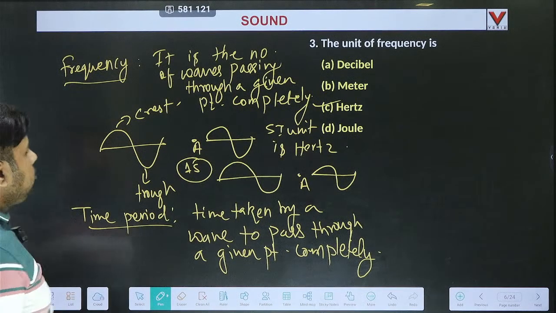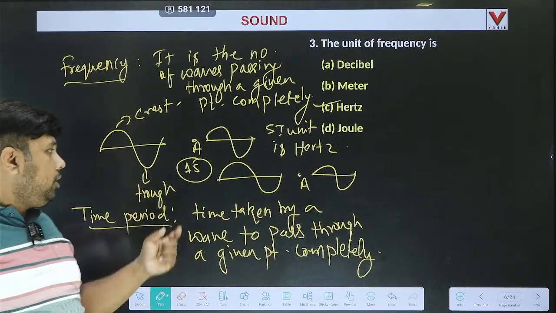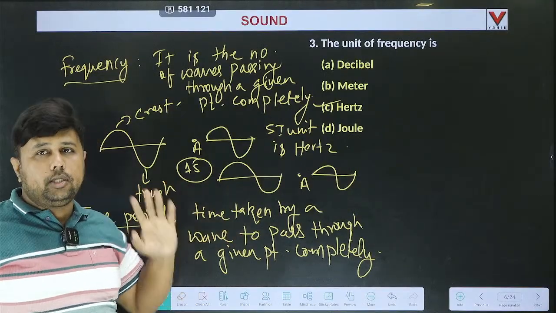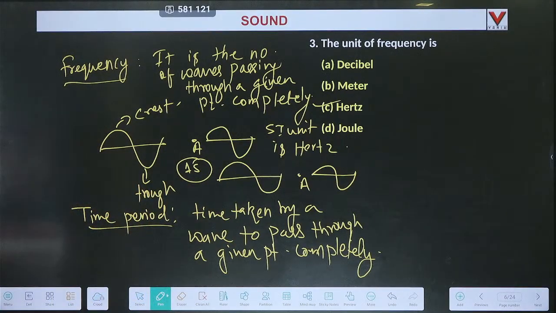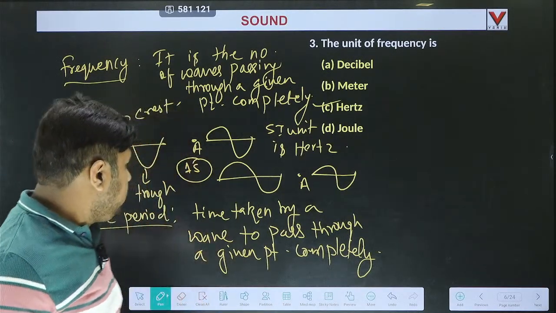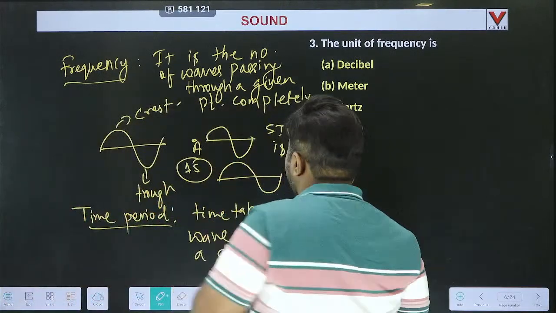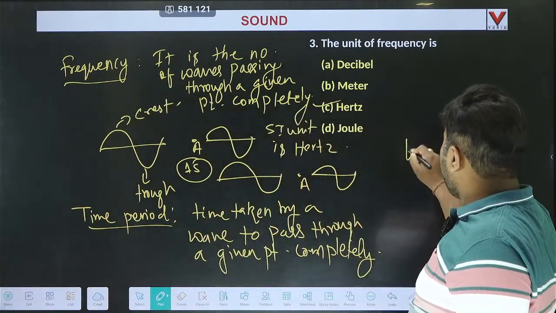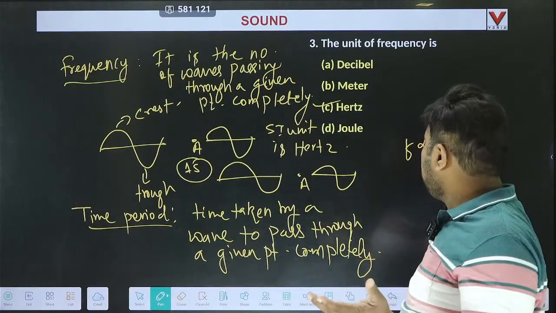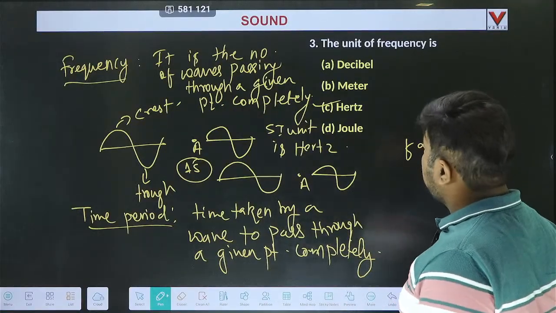Frequency is how many waves pass through a point in one second. Time period is how much time is taken by a wave to pass through a given point completely. So the slower the wave is, it will take more time. That means frequency is inversely proportional to time period. The more time it is taking, the less will be the number of waves passing through a given point.